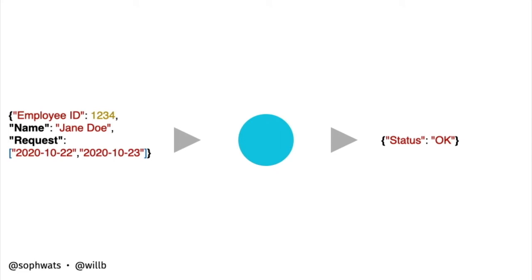For example, with your conventional cloud-native microservice, you'll have an API that accepts things that look like program domain objects. For example, in this case, we have an employee structure with an employee ID, an employee name, and a date range requesting time off in an HR system. And it's returning a tuple that has a status of OK.